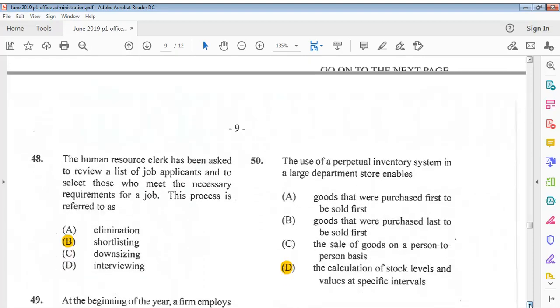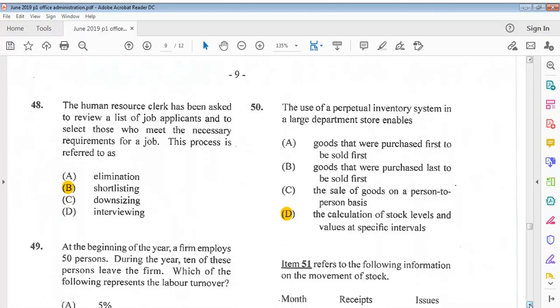Let's move on to number 48. The Human Resource Clerk has been asked to review a list of job applicants and to select those who meet the necessary requirements for a job. This process is referred to as A, elimination, B, shortlisting, C, downsizing, or D, interviewing. So we know our answer would be B, shortlisting.